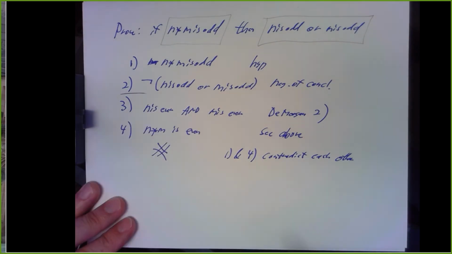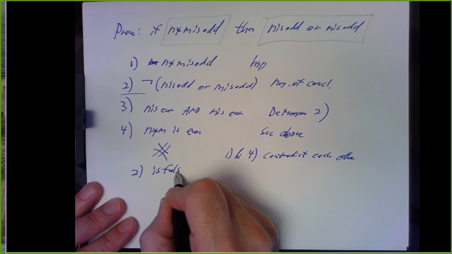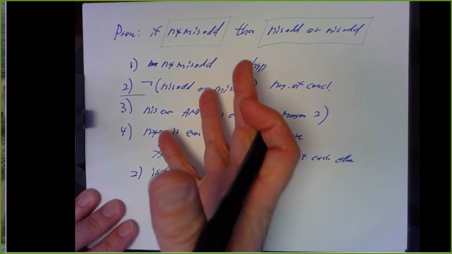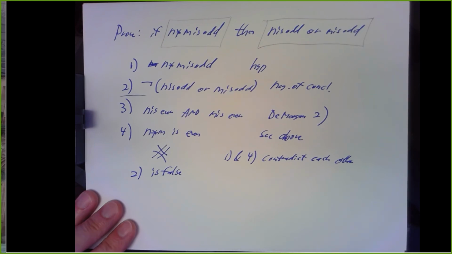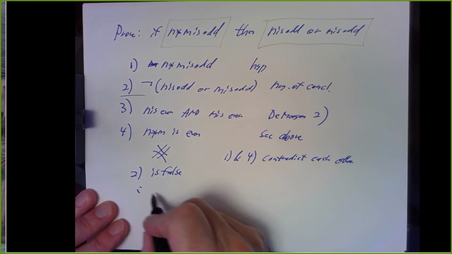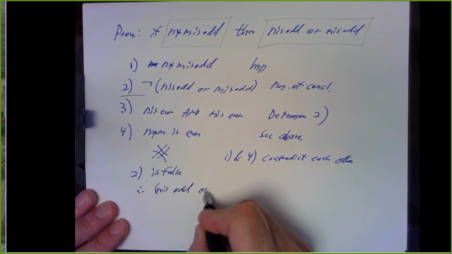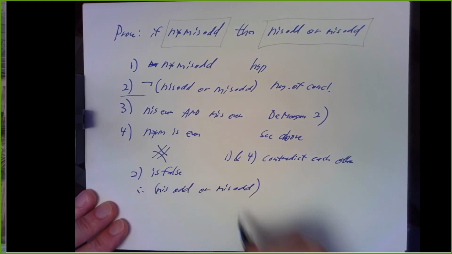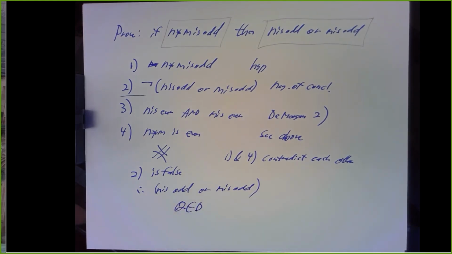Because this statement must be false. That's the thing that we assumed, and it led to a contradiction. So this statement is false. Therefore, n is odd, or m is odd. And that's what you were trying to show, so that's where you say QED.